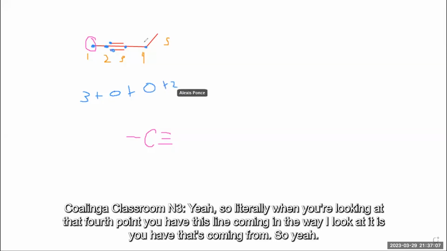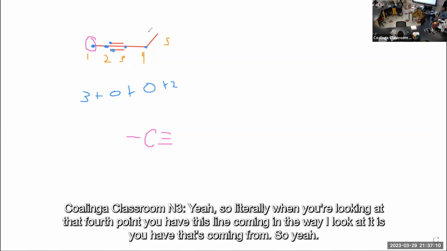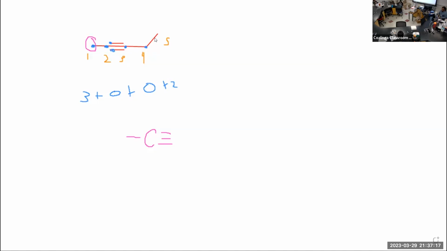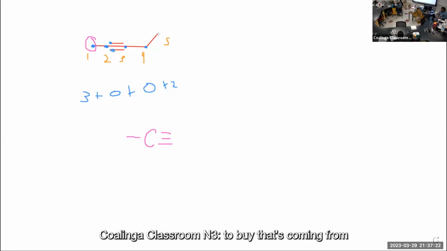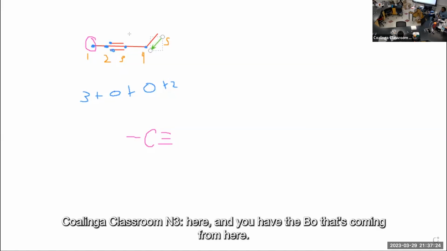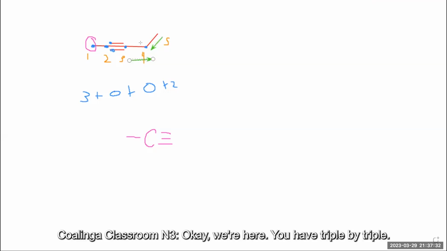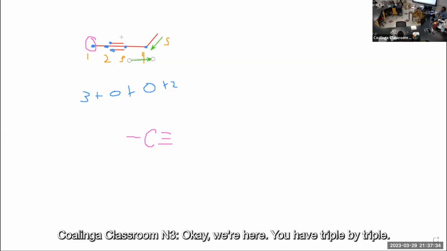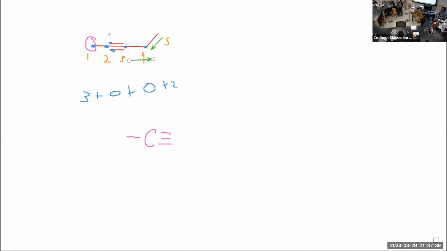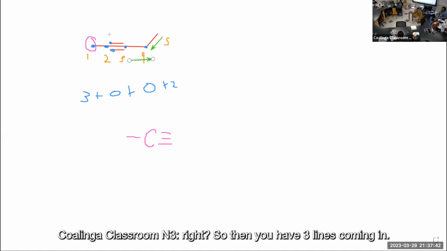Yeah. So literally, when you're looking at that 4th point, you have this line coming in. The way I look at it is, you have the bond that's coming from here, and you have the bond that's coming from here, right? And that's how you make that thing. Here you have triple bond, triple bond, triple bond, right? So then you have 3 lines coming in.